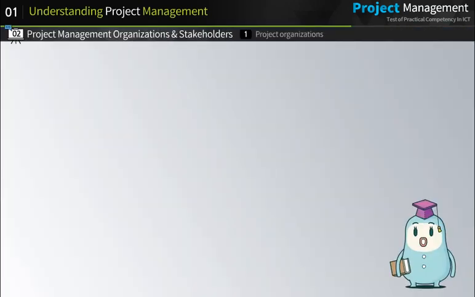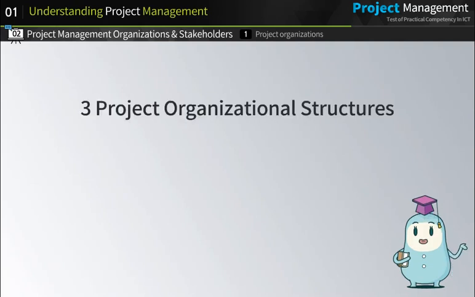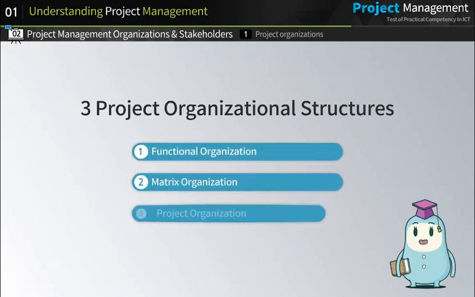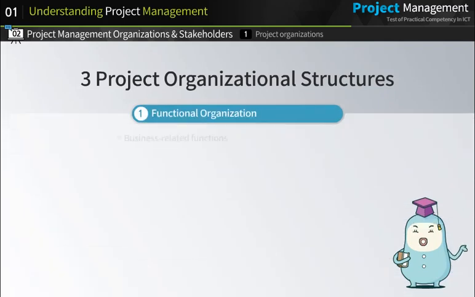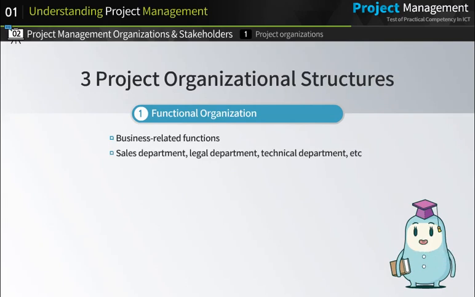Now, let's take a look at project organizational structures. There are 3 types of organizational structures in general business project: functional organization, matrix organization, and project organization. A functional organization refers to ones having business-related functions, such as sales department, legal department, and technical department. Each department may carry out its own project.